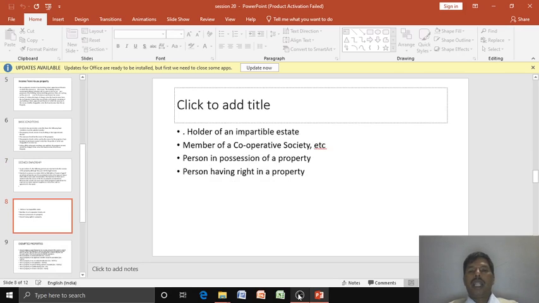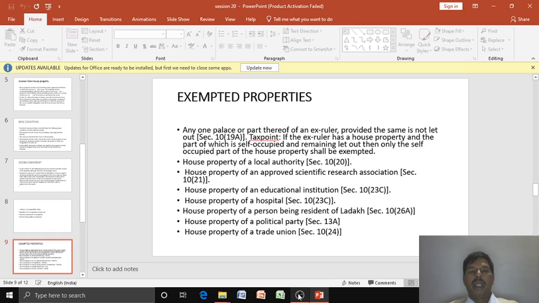Next, holder of an impartial asset, member of a cooperative society, person in possession of a property, person having a right in a property. These are all parties considered as deemed owners for the charging of tax under the head called income from house property. Any one place or part thereof, exempted properties, that is house properties.